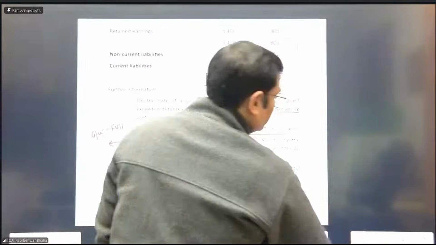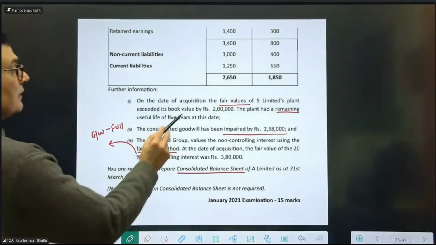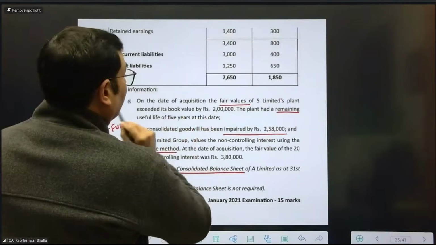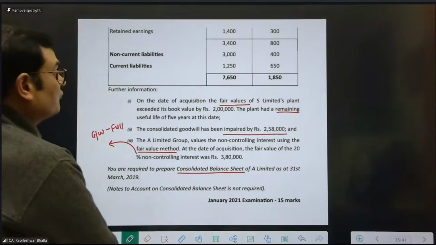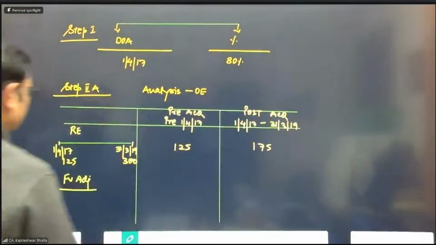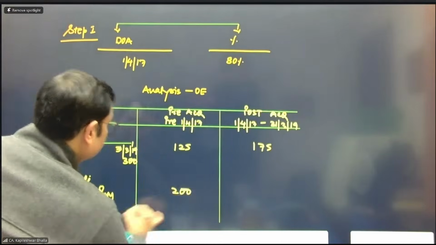Let's go back to the additional information. I guess in point number 1, we are given the fair value adjustments. The fair value of the plant exceeded the book value at 2 lakh rupees, and the remaining life is 5 years. So the fair value change is already given. So plant and machinery, the fair value increase is 200.